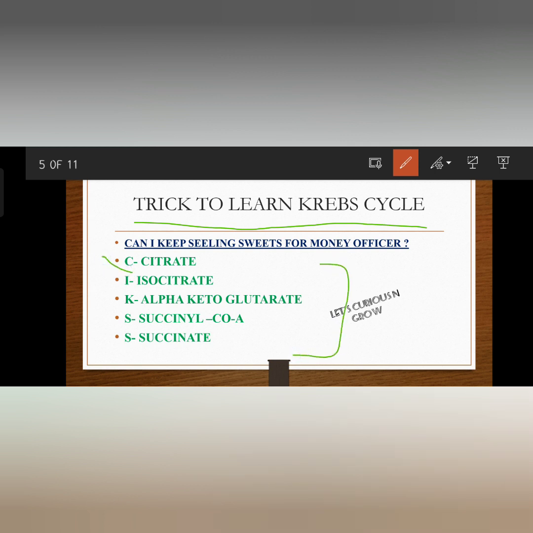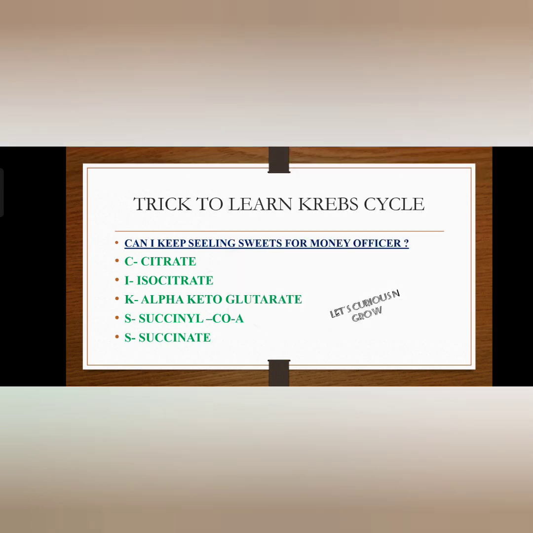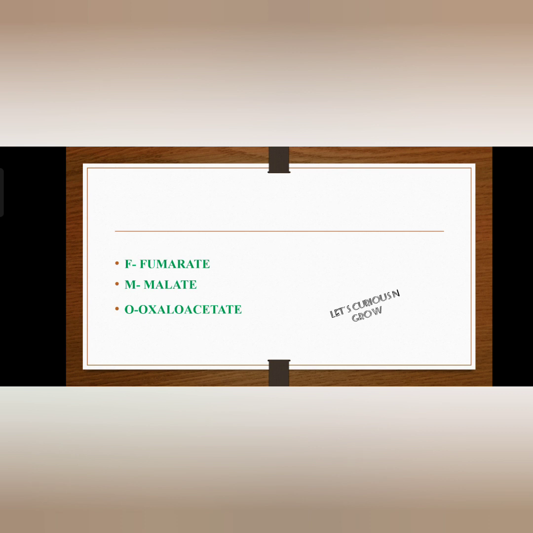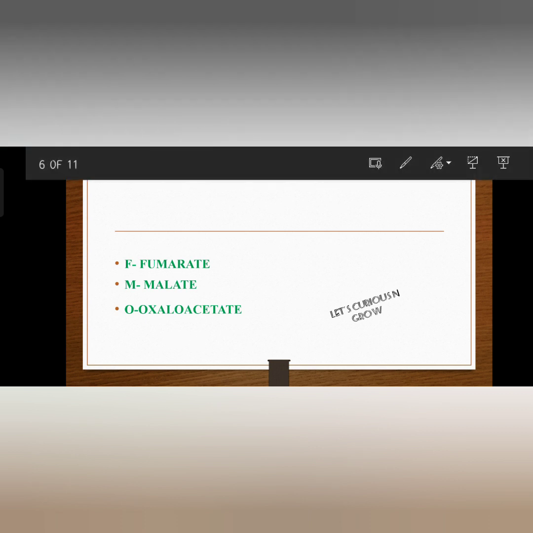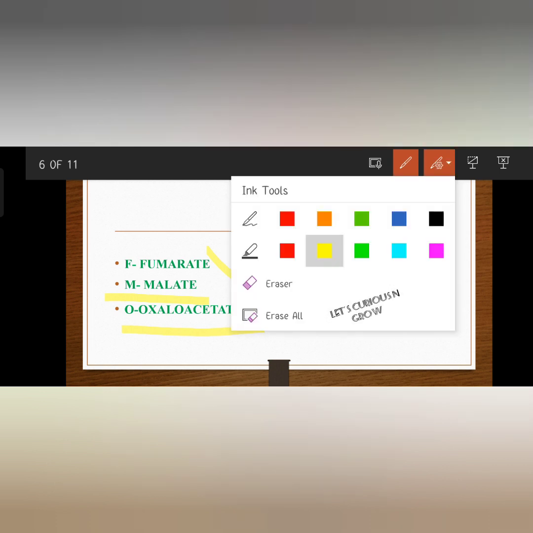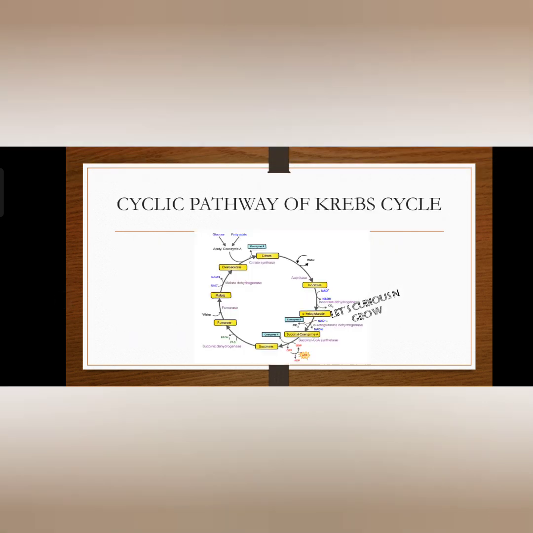Here is the C for citric, I for isocitrate, K for alpha ketoglutarate, S for succinyl coenzyme A, and S for succinate. So this is the whole trick to learn this. After that we will move to the next slide. Here F for fumarate, M for malate, and O for oxaloacetate.